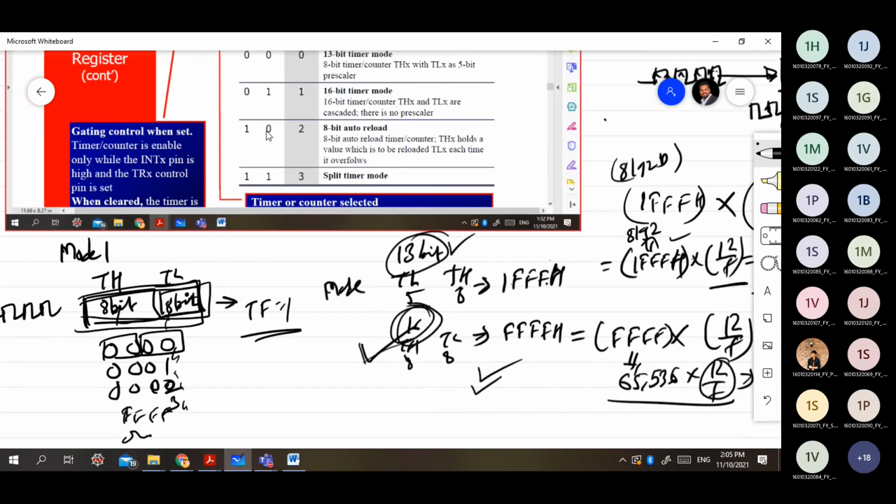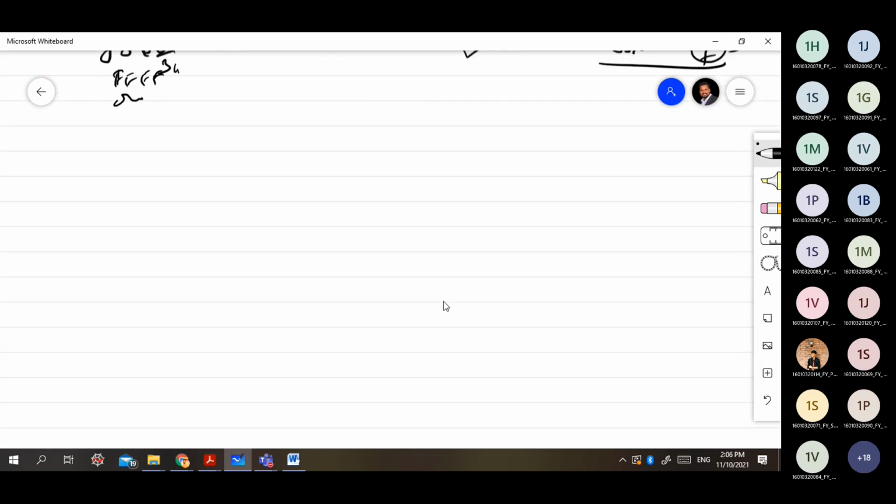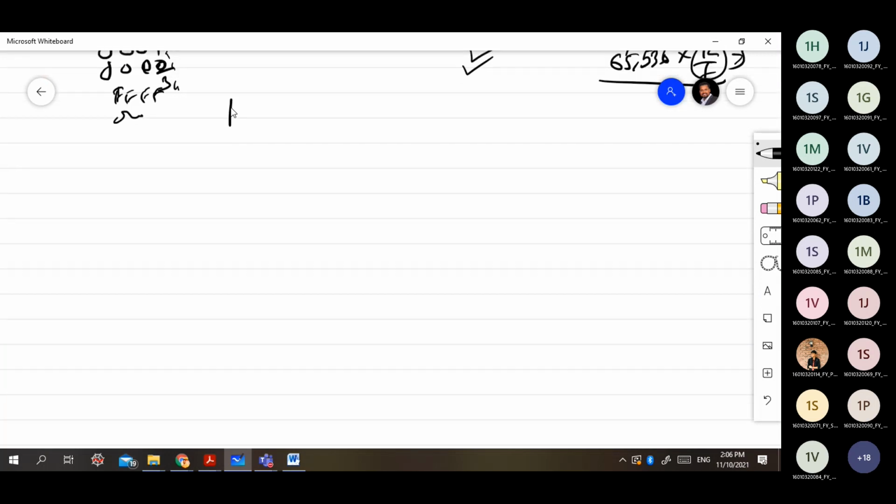ठीक है? So the next one, mode 2, is an 8 bit auto reload. Mode 2 is an 8 bit auto reload. Now what do I mean by 8 bit auto reload? अभी ये कैसे होता है देखो. Try to understand. I'm just discussing mode 2, which is 8 bit auto reload. ठीक है? अब ये ऑटो रिलोड चीज क्या है?